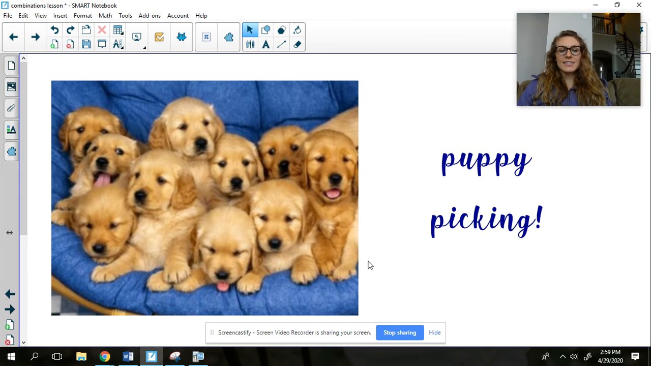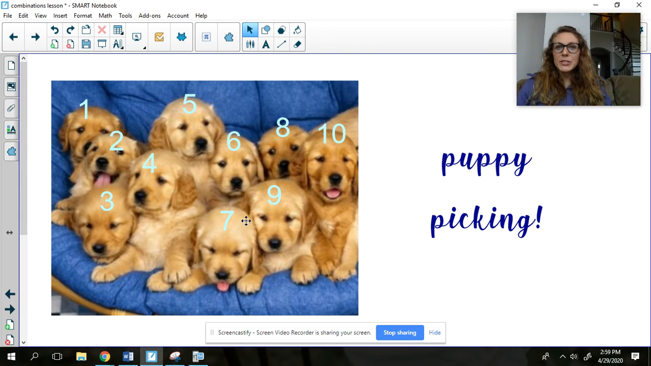Let's say that we're looking at this adorable litter of golden retriever puppies, and we are going to pick a puppy. It's my husband. And there are 10 puppies here. Now, if we're going to get to pick 2, we need to decide, does order matter? Are you going to still get to take home both puppies? Yeah, so it doesn't matter which puppy you pick first. You're going to get to take both home. So that would be a combination.